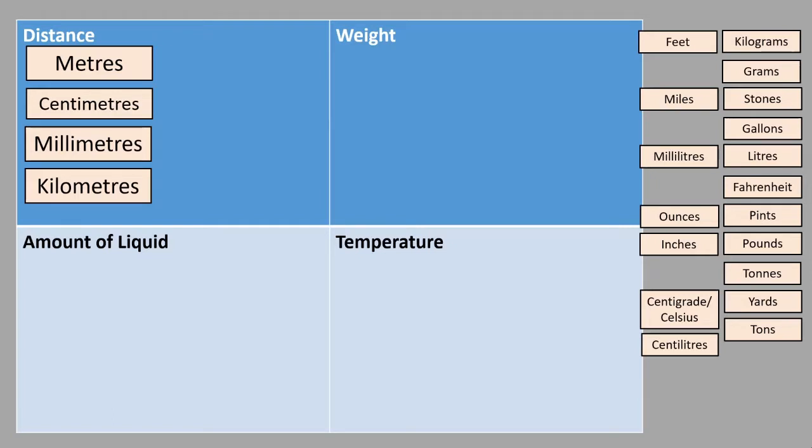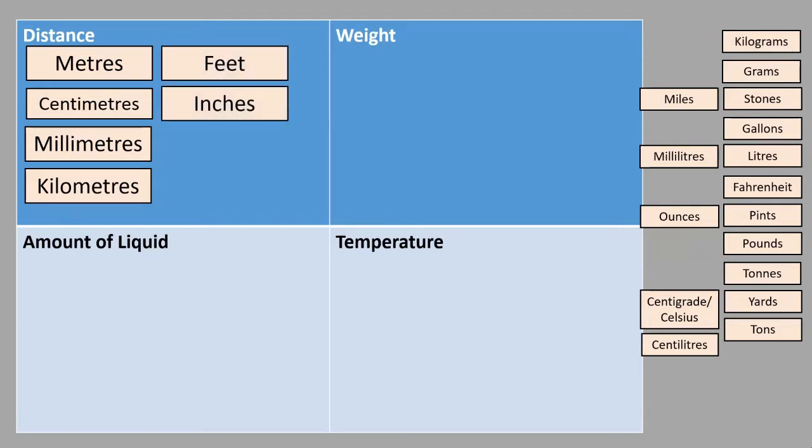Other classic units of distance. Well, we've got feet and we've got inches. Feet and inches tend to be used to measure height. Classically speaking, we talk about being a certain number of feet and a certain number of inches tall. But surely height is just the distance the top of your head is from the floor. It's a vertical distance, but it's still a distance.